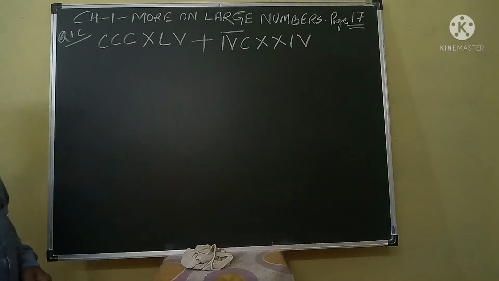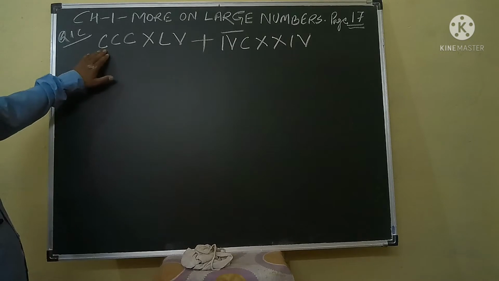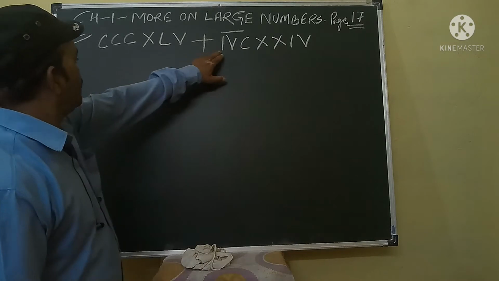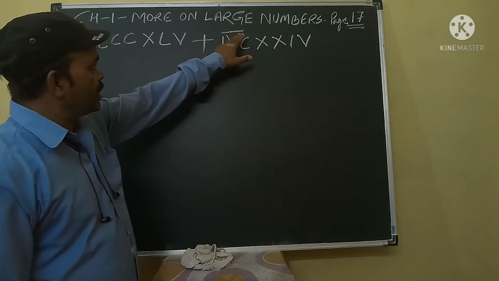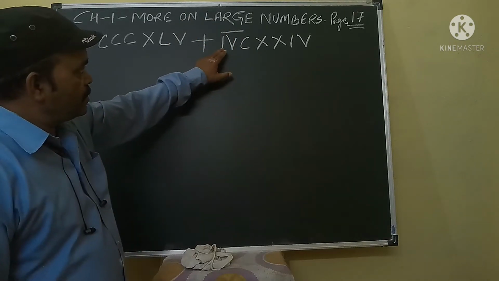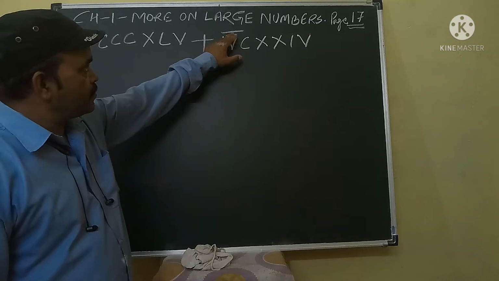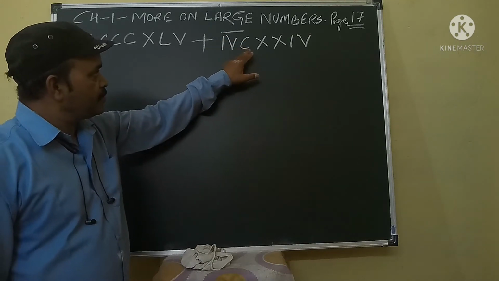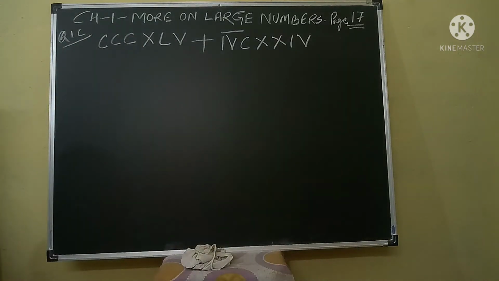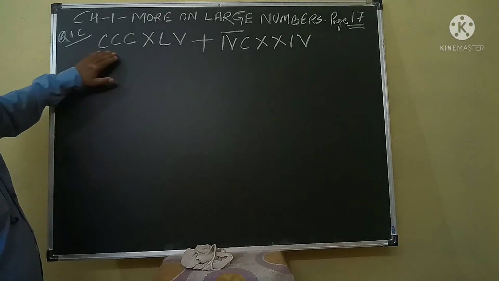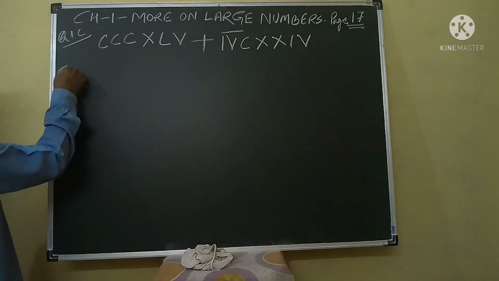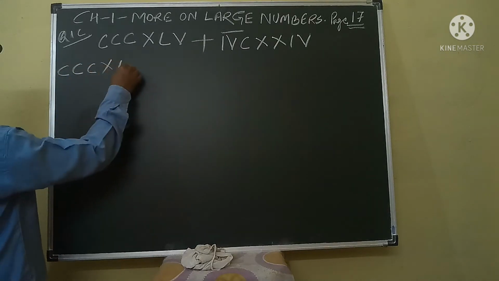Again, my dear student, your next question is XLV plus IV. This is the horizontal line. This horizontal line is called a bar. Okay. Just above the IV, this is one horizontal line, CXXIV. We apply the same procedure. First, we will find out this is the symbol of which natural number. Okay. Look here. CXLV.